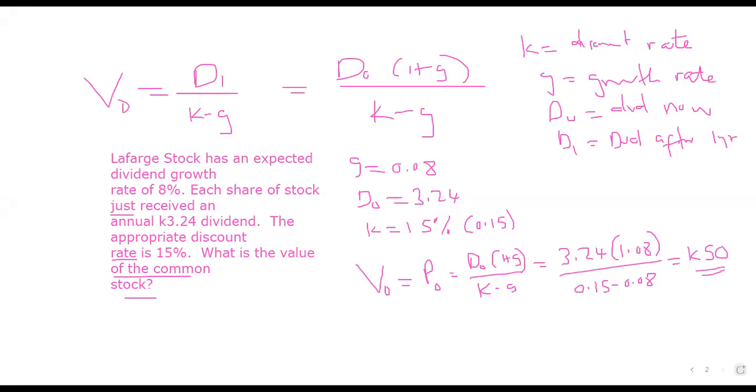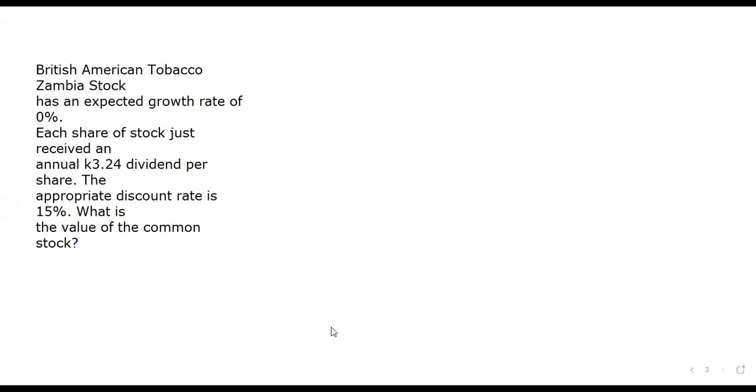All right. Let me alter the question to see whether we get the principle. Suppose instead we are given the following question. British Council of Zambia has an expected growth rate of 0%. Each stock has just received an annual 3.24 dividend. The appropriate discount rate is 15%. What is the value of stock now?